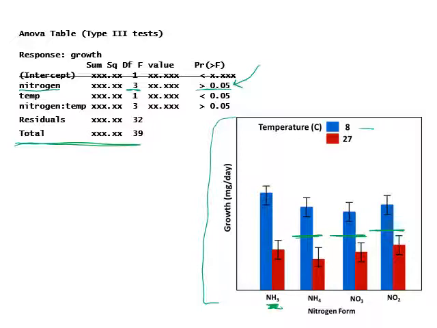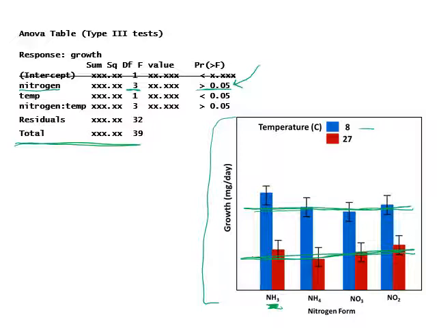On the other hand, if you look at the effect of temperature, the average growth at 8 degrees C is the average of the blue bars, and that's, where is that? That's like right along here, right? That's the average of the blue bars. The average of the red bars is like way down here. They're not growing nearly as well at 27 degrees C.